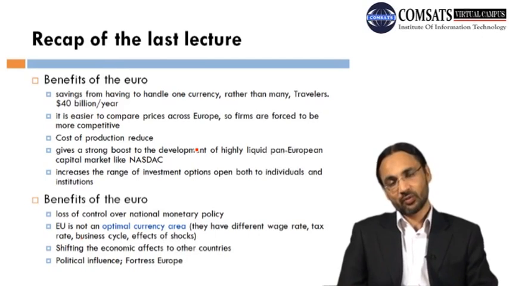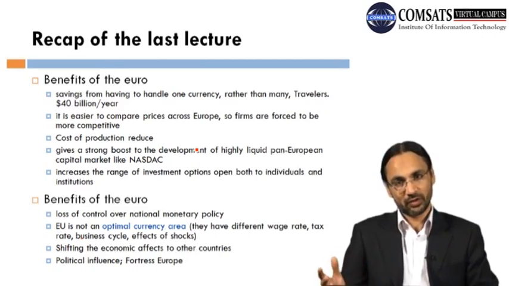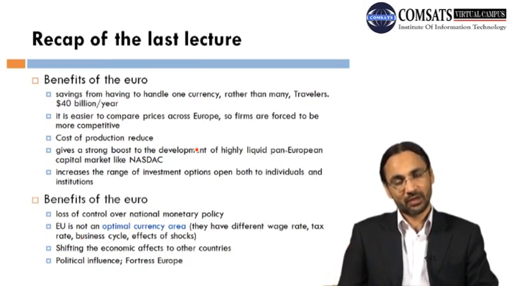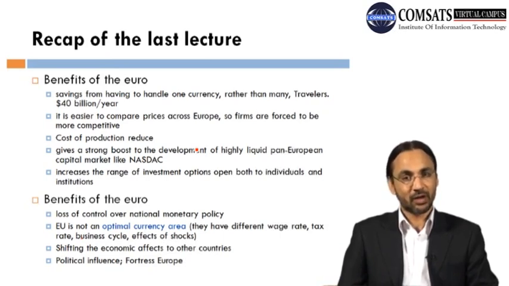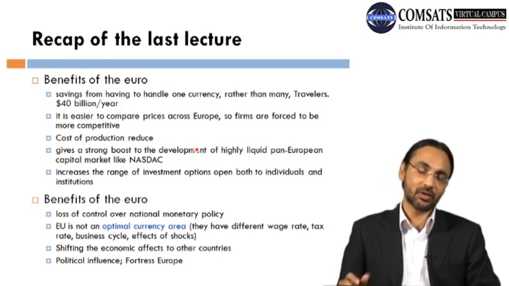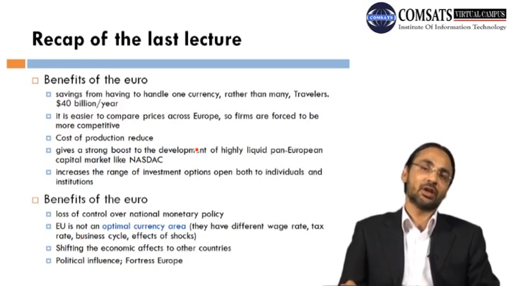The critics raise this point. They are saying that the countries within the EU have different wage systems, different tax systems, and different business cycles and effects of shock. The economic level, the growth level, the GDP level are different, with huge variation across the member countries. And that's why having a single currency across these countries is not a good solution. It's not a good way to unite them. They say this because the wages and tax systems are different.